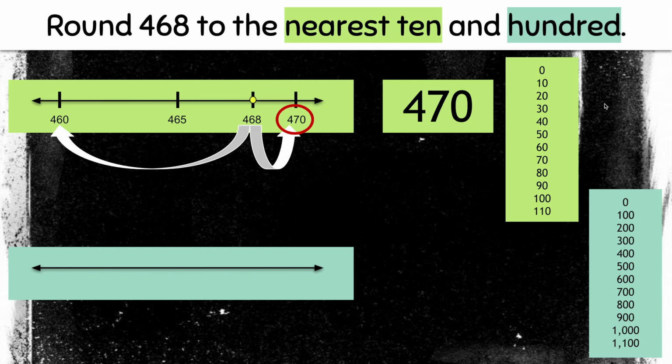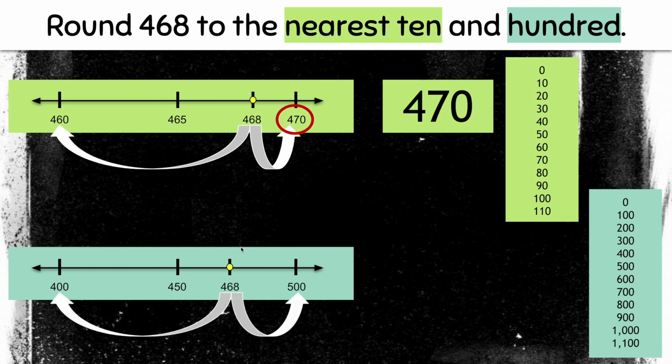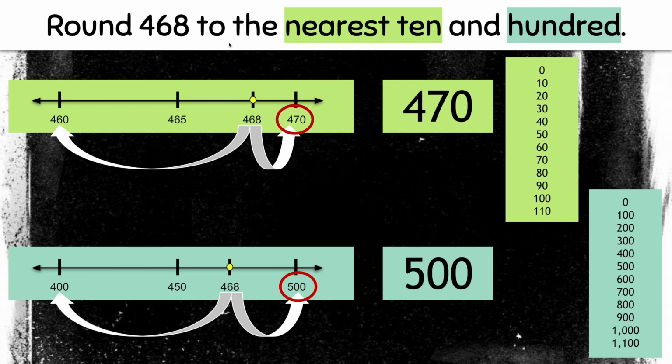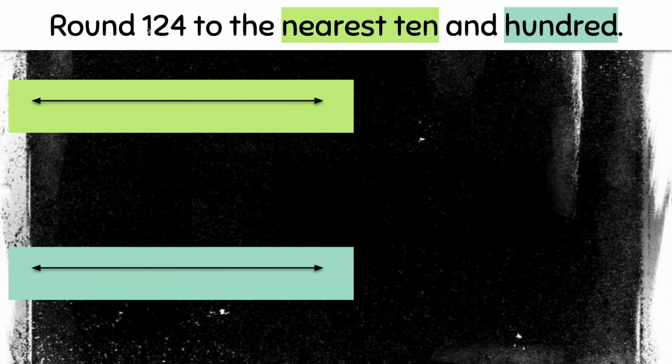Now 468 will fall between 400 and 500. Halfway is 450. 468 is greater than 450. Will it round to 400 or is it closer to 500? It's closer to 500. So 468 rounded to the nearest 100 is 500. We have the same number that we're rounding. Now you notice when we round to the nearest 10, we have a 10. When we round to the nearest 100, we have a 100, which is 500.